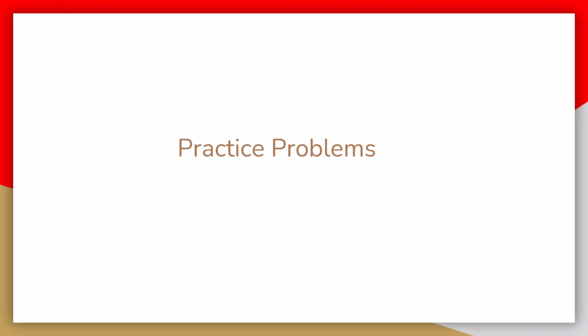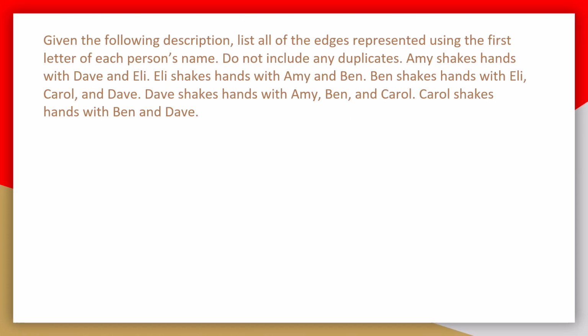So now let's move on to some practice problems. These are taken from past ACSL tests, so this will give you an idea of what it will be like on the actual tests. Question number 1. Given the following description, list all of the edges represented using the first letter of each person's name. Do not include any duplicates. And then it says all of these names which are shaking hands. So basically, we just have to pay attention and make sure we do not duplicate anything.